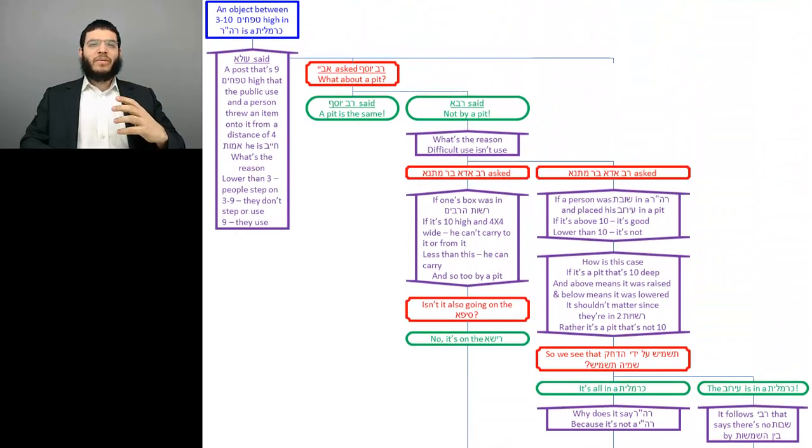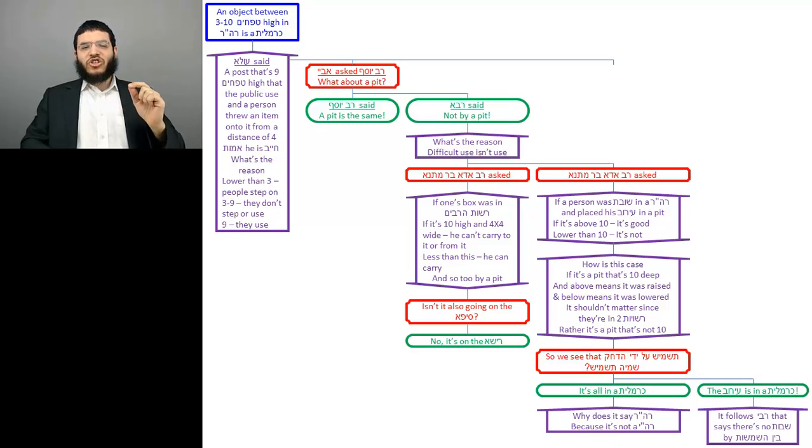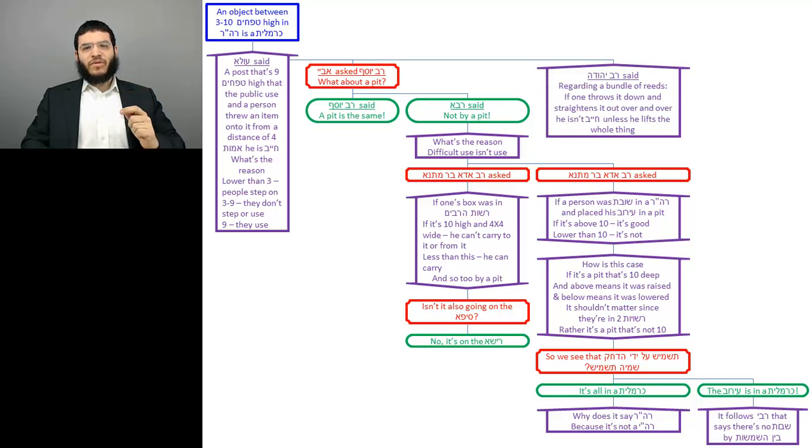Which we said is a teaching, like Tosfos will explain why it's connected, a teaching related to the case of Ula, and that is from Rav Yehuda. Rav Yehuda said regarding a bundle of reeds: if a person has a bundle of reeds, the din is, if he carries it in a certain manner, he will be putter.